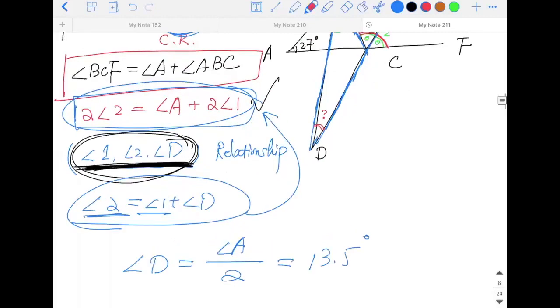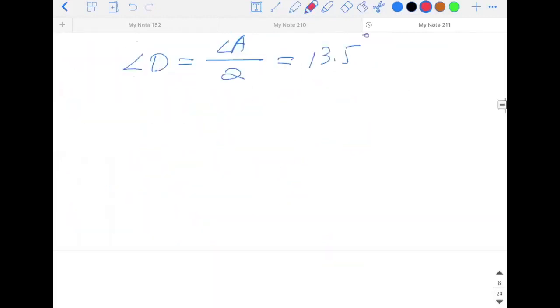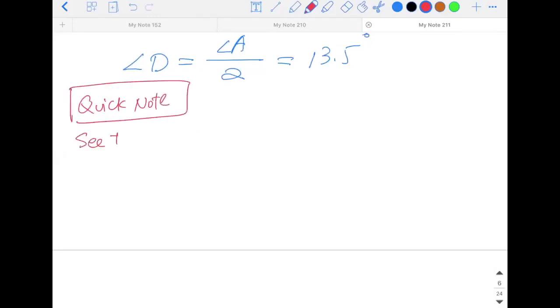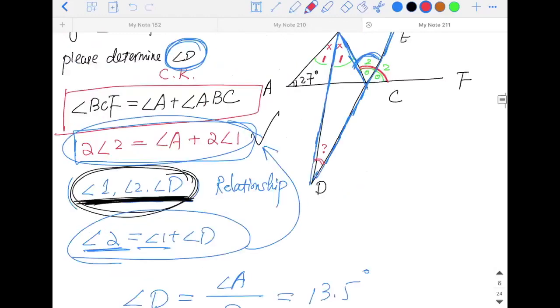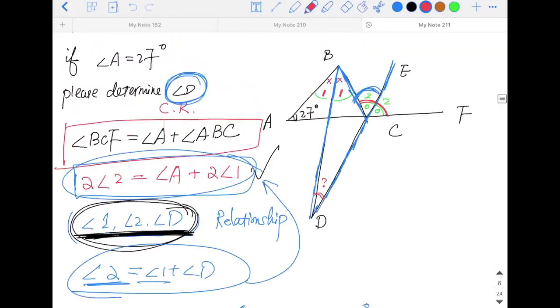Okay, if all good, another quick note. What if you see this problem in AMC? What if you have no idea how to do this and you want to determine the value?